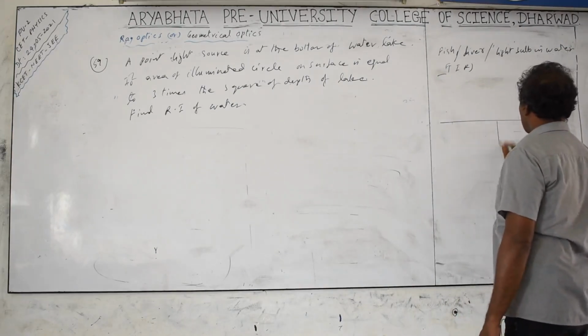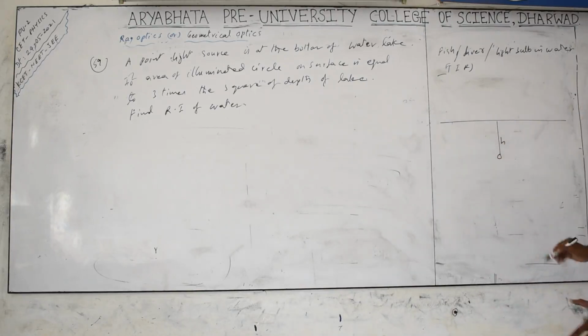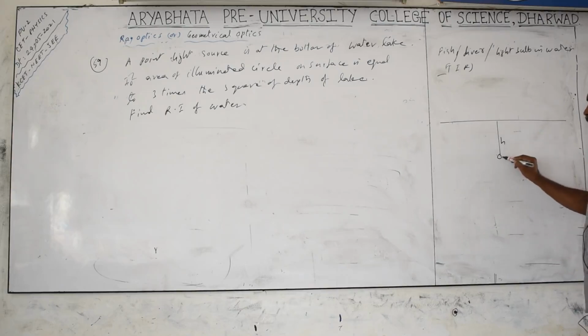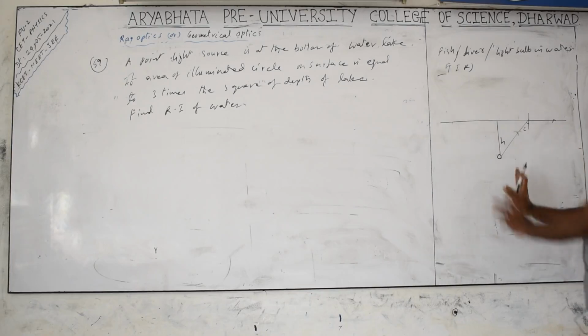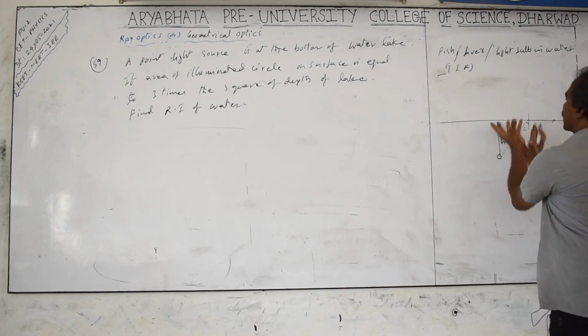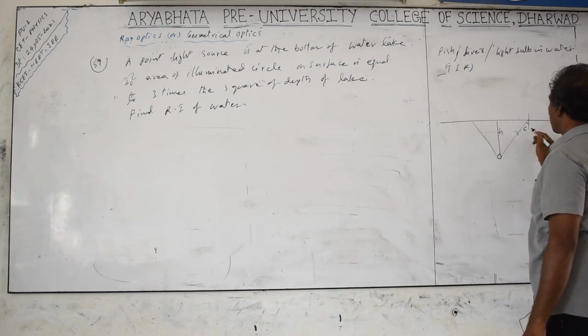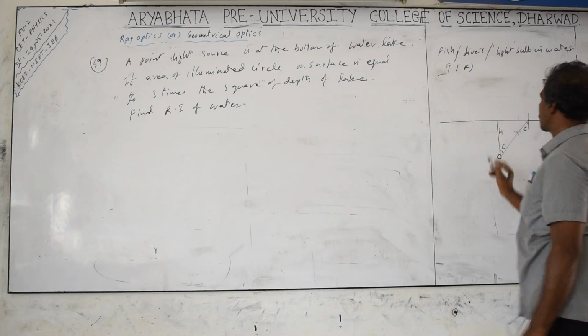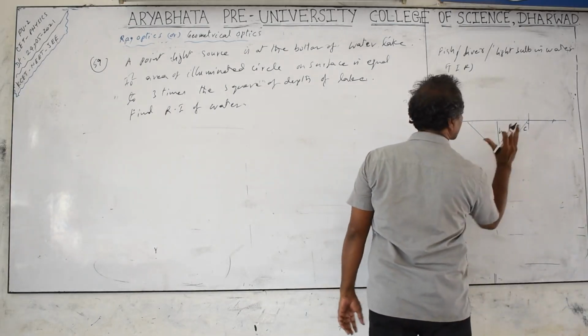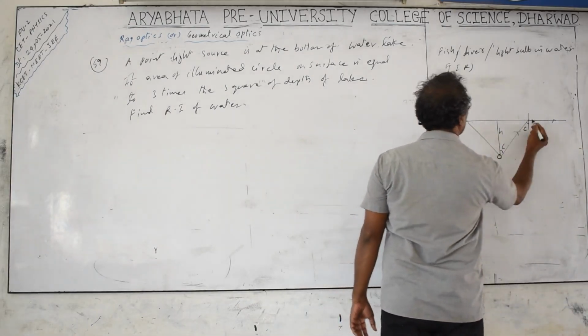If the person is at depth h, you can take the light bulb also, or a fish seeing the outside world. Light rays travel in different directions, and some rays striking the surface may make the critical angle, so they graze the surface. Light rays coming here form a three-dimensional conical shape. This is the critical angle C, and this is also C. The same thing happens on this side. In all directions, three-dimensionally, you get a conical angle.